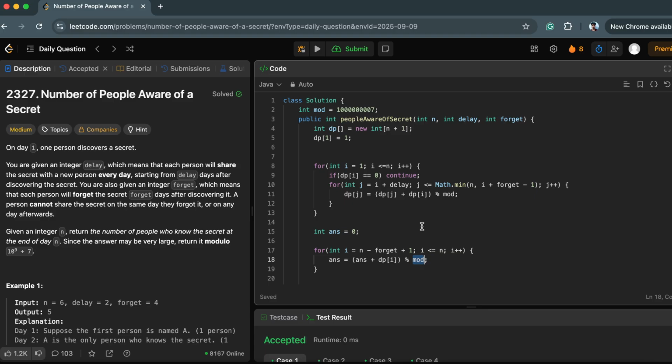Now if we stress on this particular solution a little, we can get the optimal solution as well. Here it is taking n square complexity, but we can make it big O of n as well. How we can do that is what I'll try to explain to you guys.